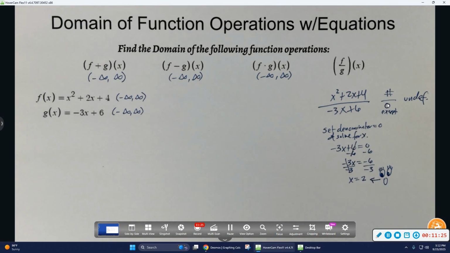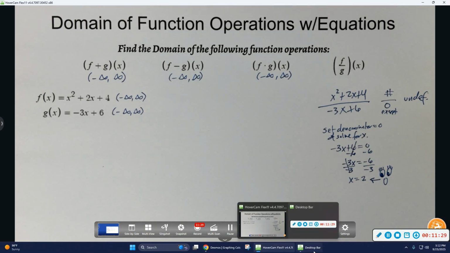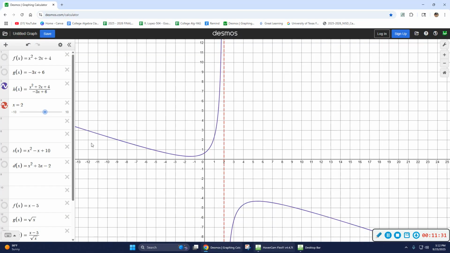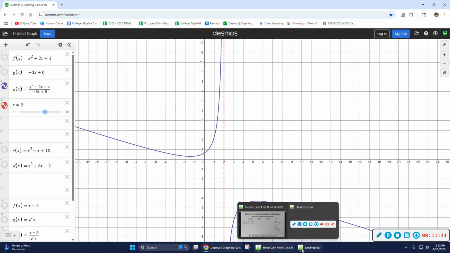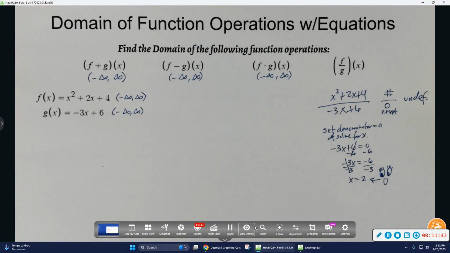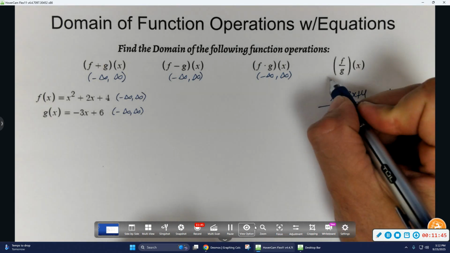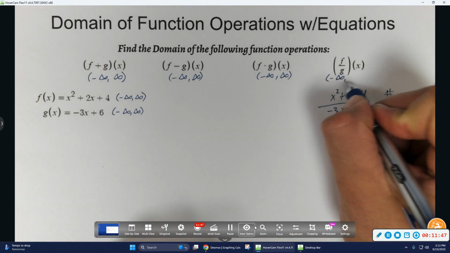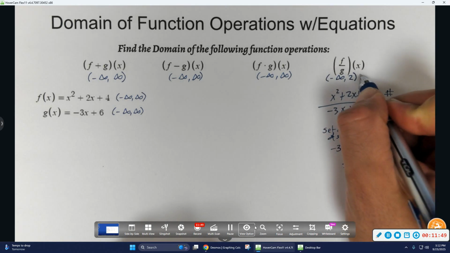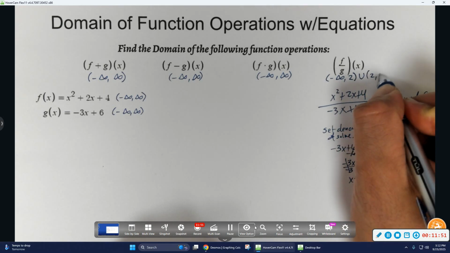So what's going to be my domain? Well, I'm going to go back to the graph. It's going to go from negative infinity all the way to 2. It's going to skip 2, and then it's going to go from 2 to positive infinity. So we're going to modify our domain: from negative infinity to 2, and then from 2 to positive infinity.